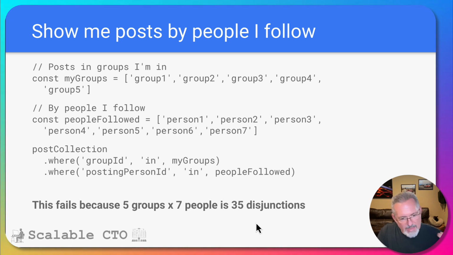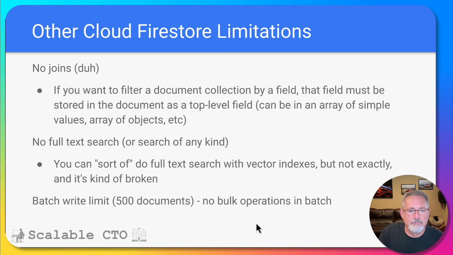But even that is pretty limited in how you can use it. So some other Cloud Firestore limitations: there are no joins, obviously. So if you want to filter a document collection by a field or by any data, that data has to be in the document collection that you're filtering. It has to be a top level field. So it can be in an array, it can be in an array of objects, but it has to basically be in that document. And I'll give a sort of example of what I mean by that.